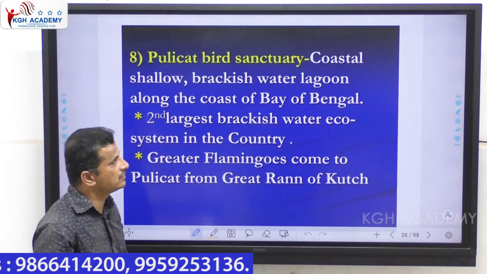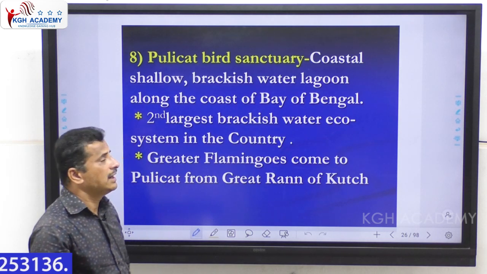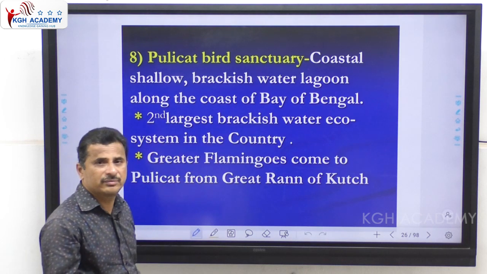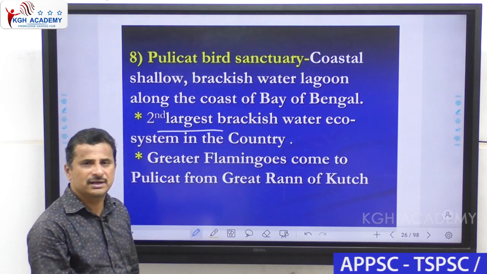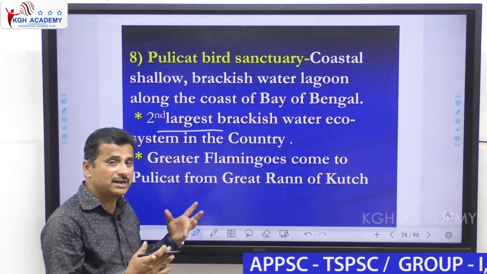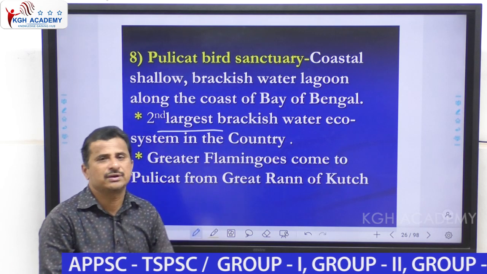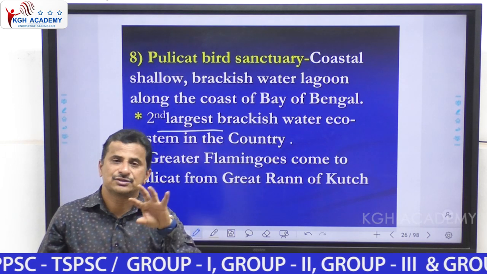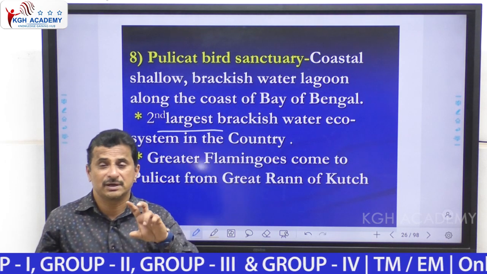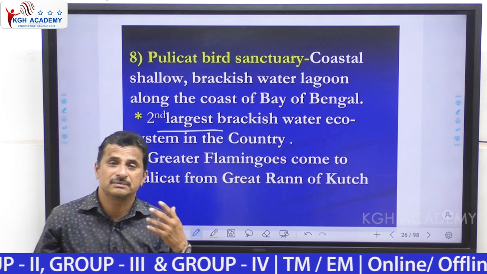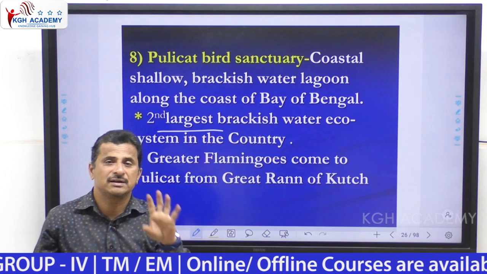Next, Pulicat Bird Sanctuary. This is a coastal shallow brackish water lagoon area, present on the coast of the Bay of Bengal. And this is the second largest brackish water ecosystem in the country. So like this, there are different varieties of specialties. The type of the area is also important. Sometimes some are estuarine areas, some are coastal areas, some are mangrove areas, and some are part of the wildlife sanctuary. Some wildlife sanctuaries are part of the tiger reserves. Like this, the area type and the specialties are very important.